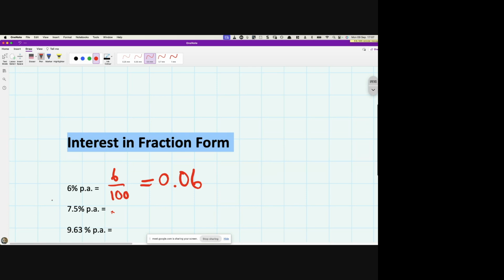So once you have written each of these percentages as fractions, I want you to say done, so I know that you're done.